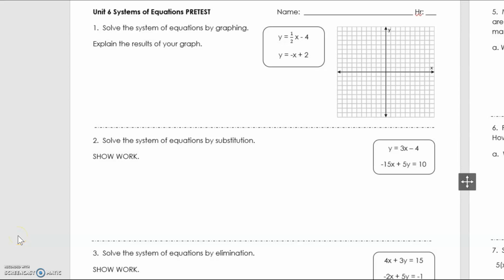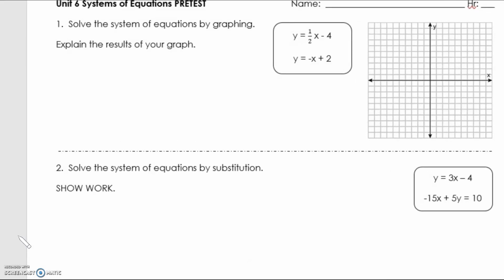In this video, I'm going to go over the answers of your Unit 6 pretest or practice test for solving systems of equations. Your actual test will look very similar to the test here in front of you. Same setup. I'm just going to change the equations, of course, so that you're not solving the same problems. Your first question on the test will be solve the system by graphing. You need to graph the two equations and find their intersection point.